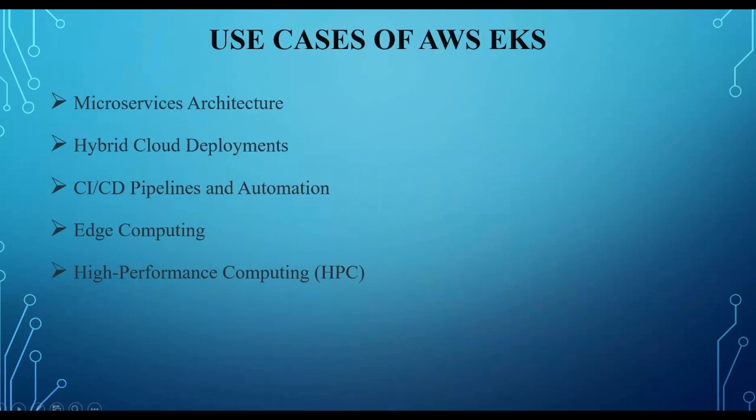Use cases of AWS EKS. The use cases are microservices architecture, hybrid cloud deployment, CI/CD pipelines and automation, edge computing, and high performance computing. Microservices architecture: it ensures that any failure within one microservice doesn't bring down the entire application. It provides better resilience and fault tolerance, and it's also designed to handle the microservices architecture.